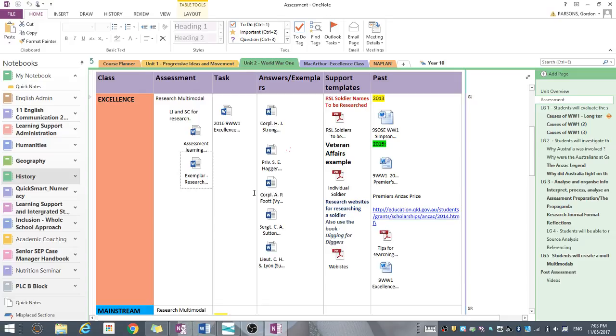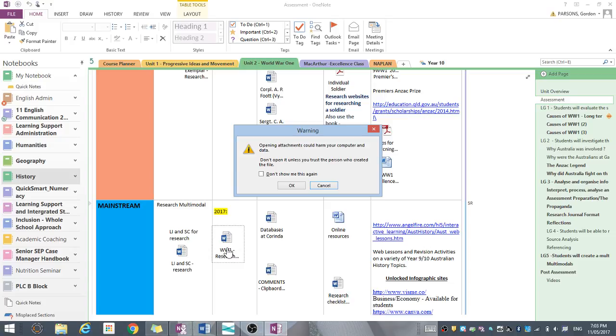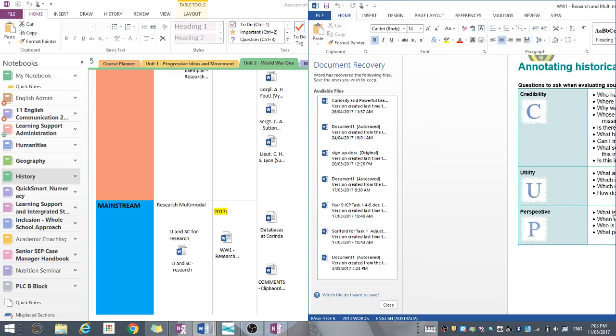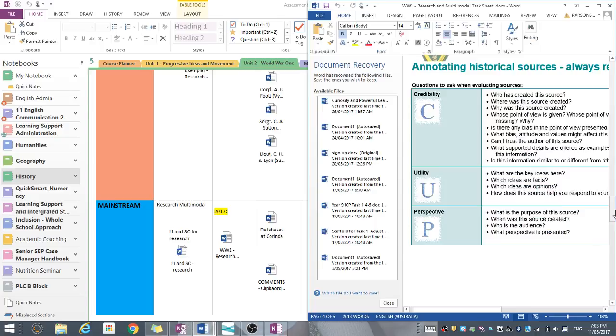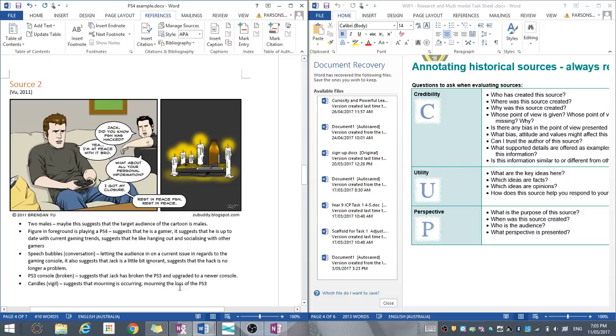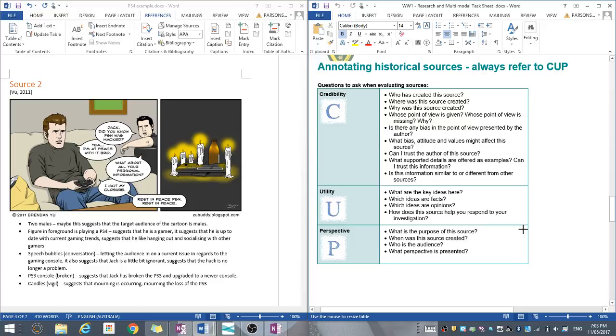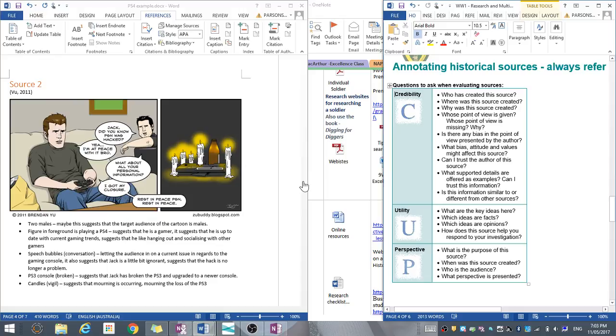Bear with me for 1 second. And here it comes. So let's scroll down. Let's pop it into a split screen. And we'll try and do this with both screens up at the same time. I'm not sure if that's going to be possible. It doesn't look like it is. Ah, yes. Here we go.